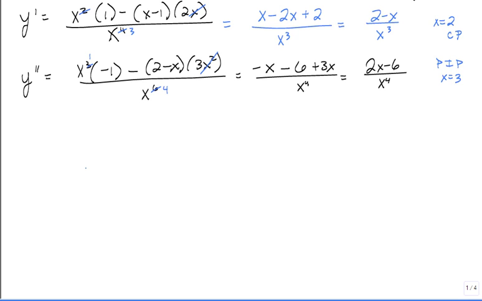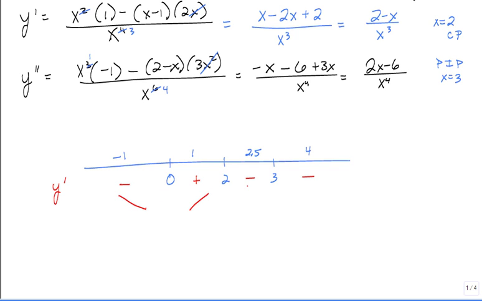Now I make my chart. I put 0 as my vertical asymptote, 2 and 3. I'm going to test negative 1, 1, 2.5, and 4. I'm plugging them back into the first derivative. When I do that, this will be negative, positive, negative, negative. So it's decreasing, increasing, decreasing, decreasing.